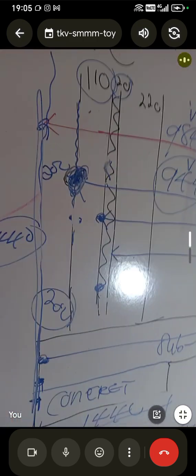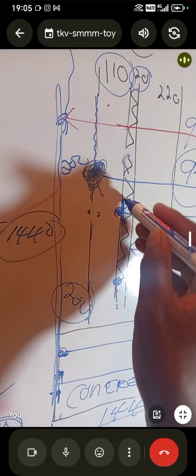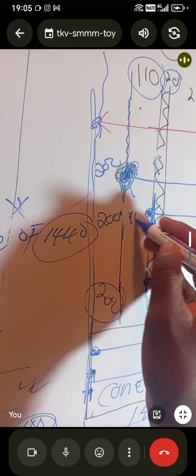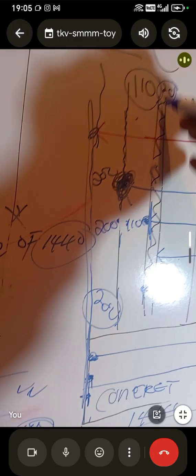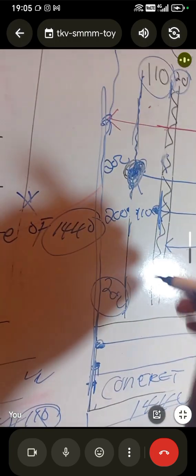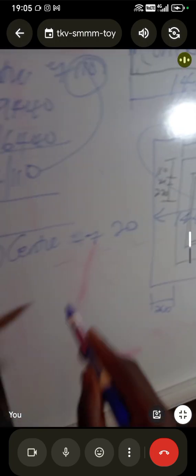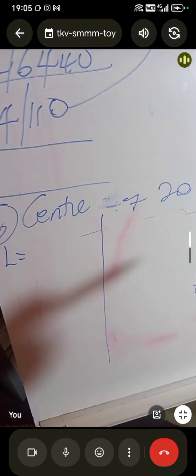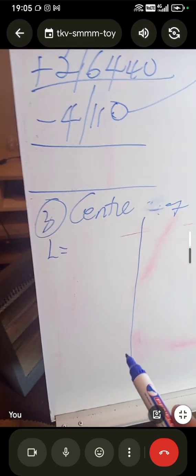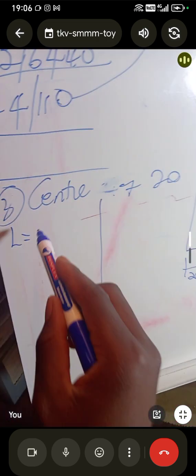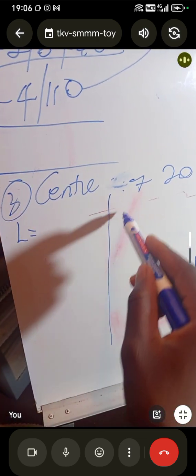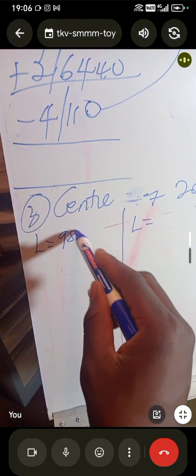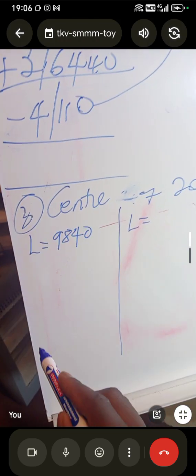On this one, you have 200 and you have 110. But we have the other one that starts from here, so it's up to you. Both things can work. First of all, you have to find the external length of that 20 mastic. I'm going to show you 2 methods here. The external dimensions are 9840, and the other one is 9440.